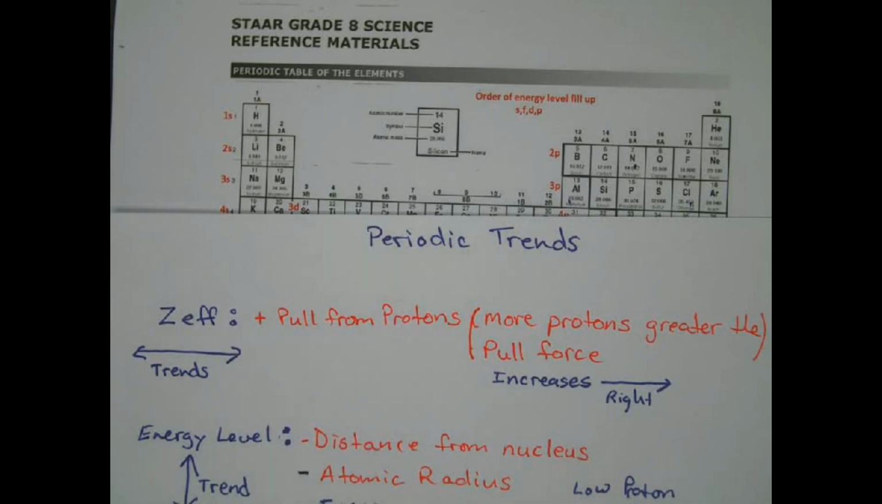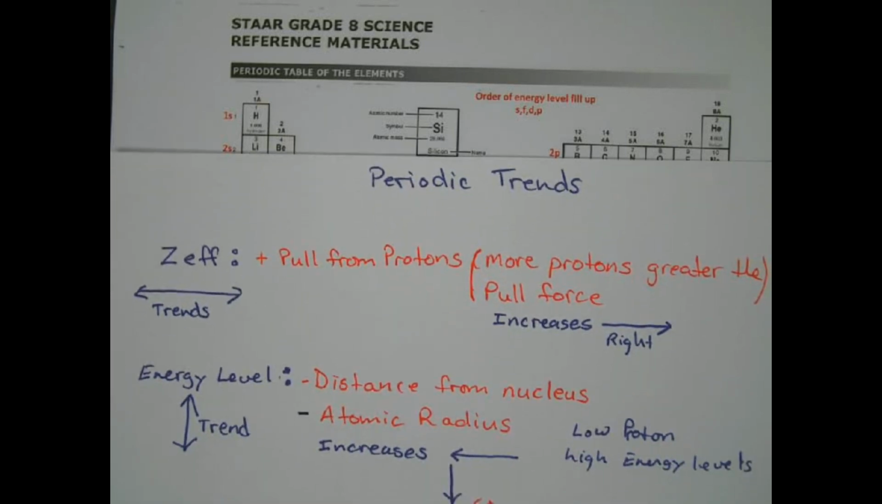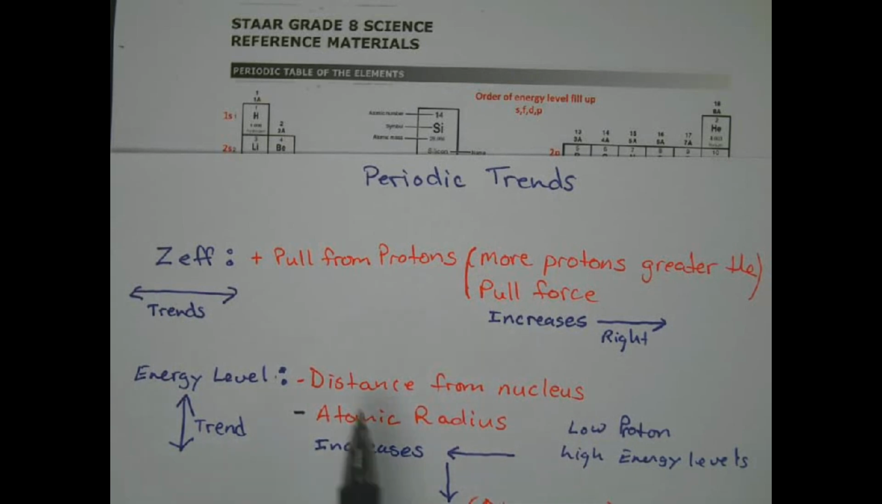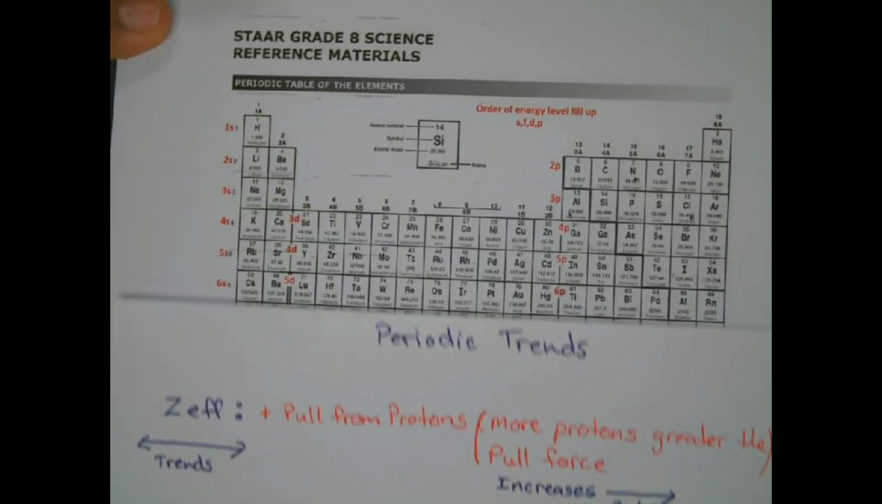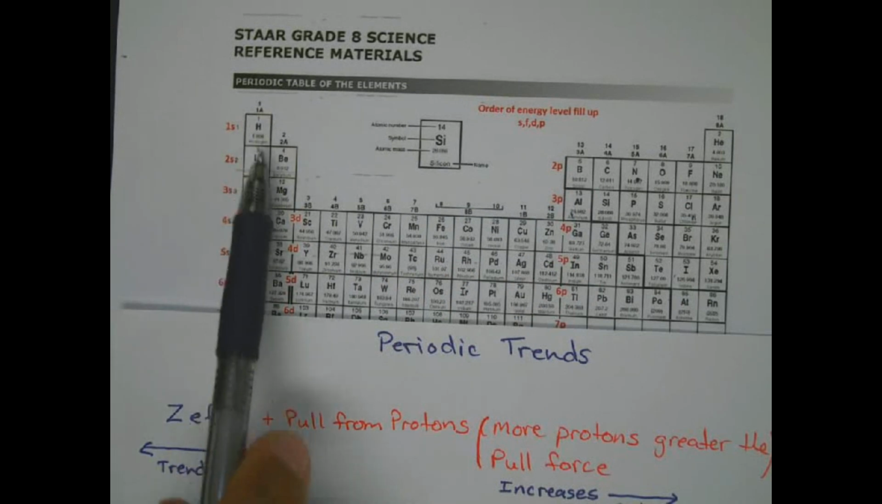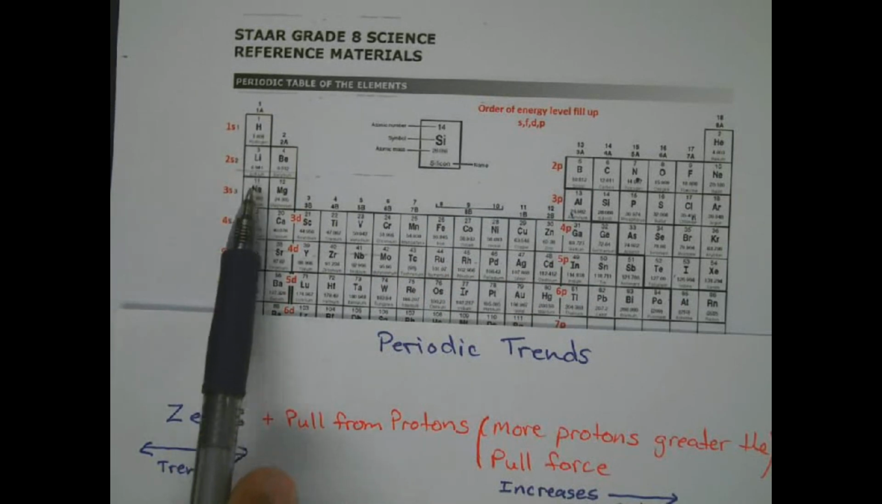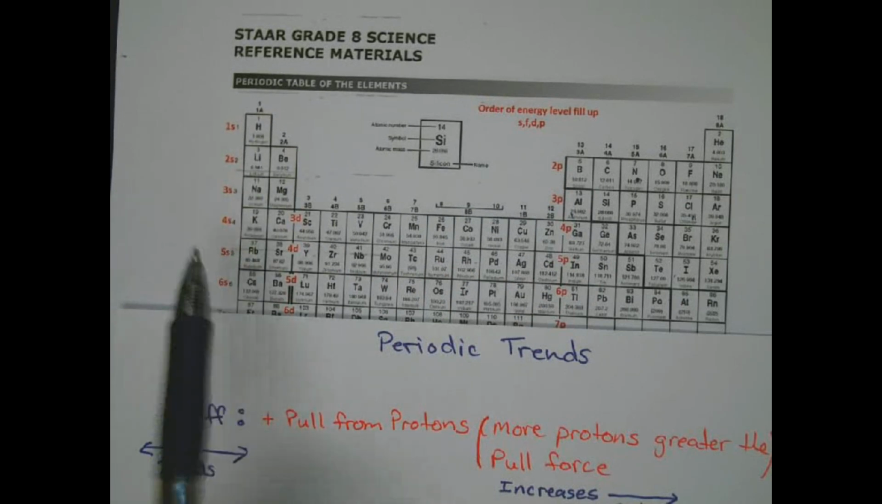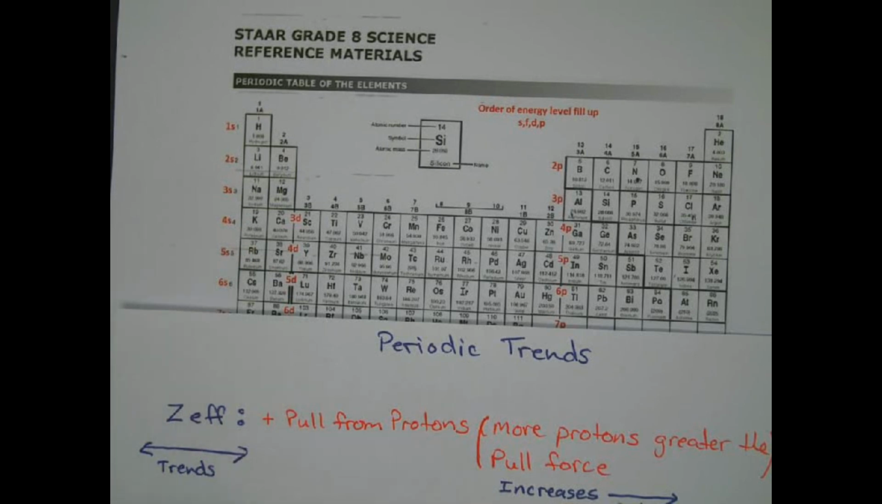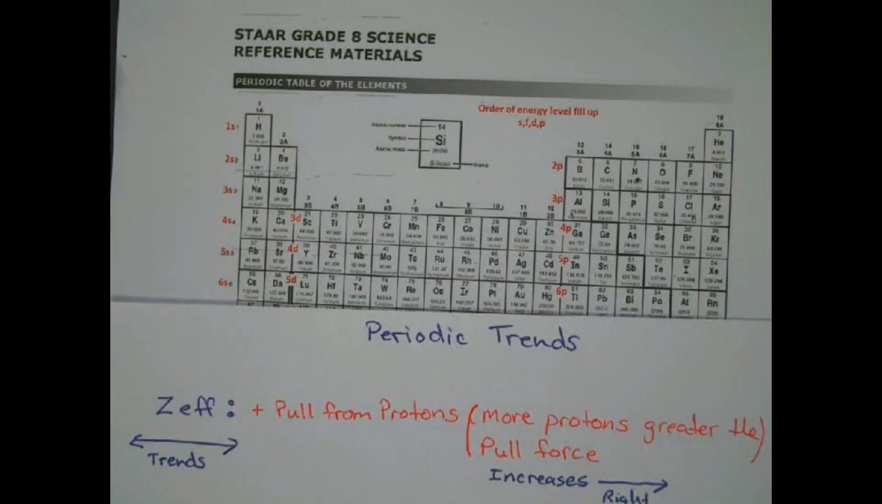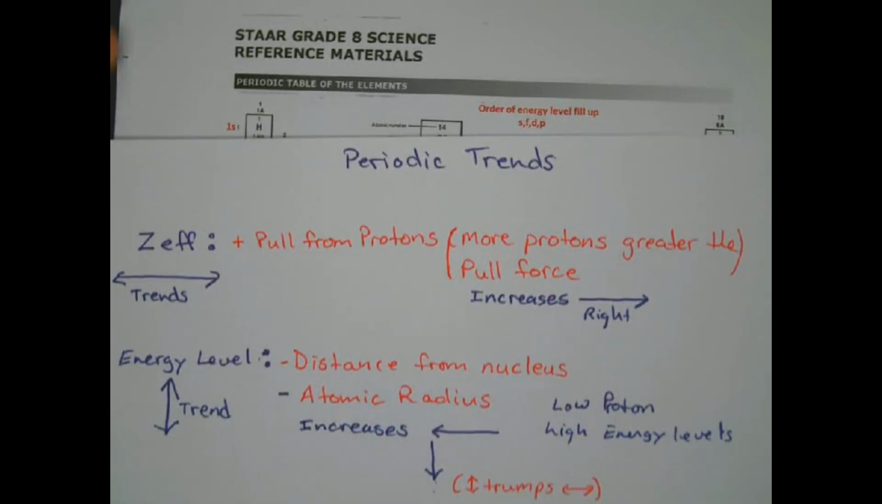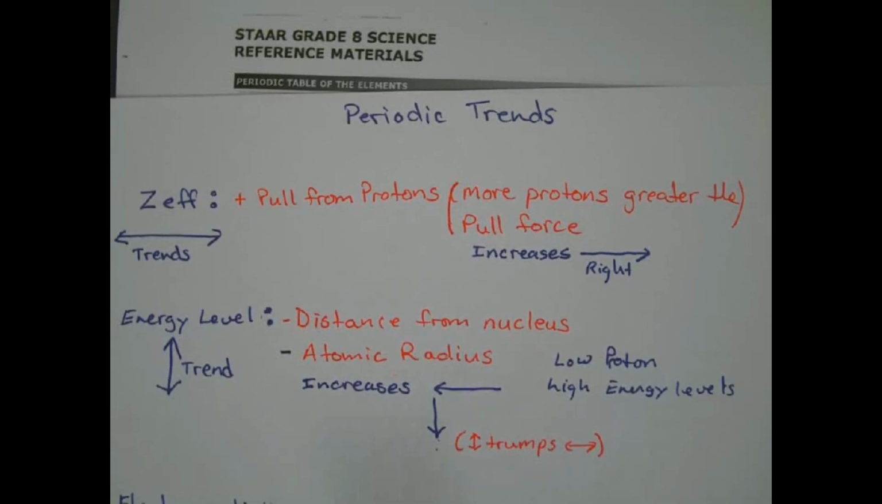The second thing we're looking at is energy levels, because the distance from the nucleus matters when we're talking about the Zeff pull force. And what we're really talking about is atomic radius. And we know as we increase the energy levels, go down one more energy level, that radius just gets bigger and bigger. So we get further and further away from the nucleus.